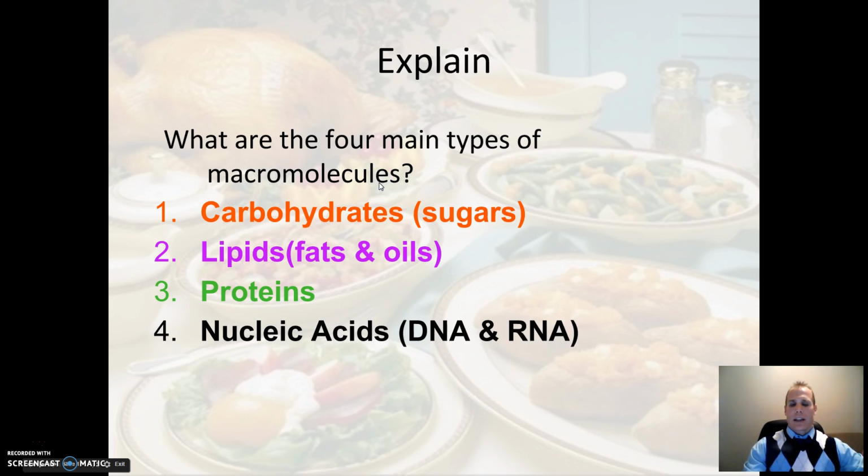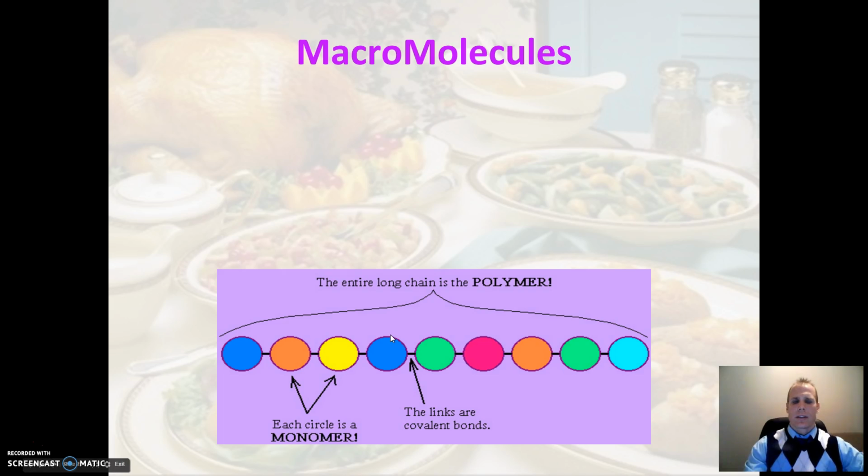And lastly are nucleic acids. This is one you don't really hear a whole lot about, but anything living is going to have these. So they're a very, very different group. So let's look at these.